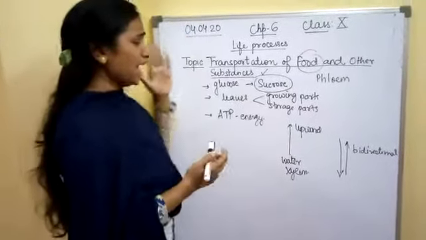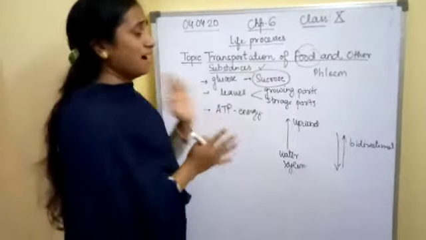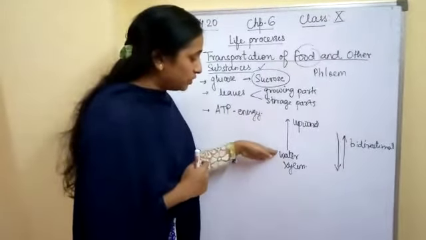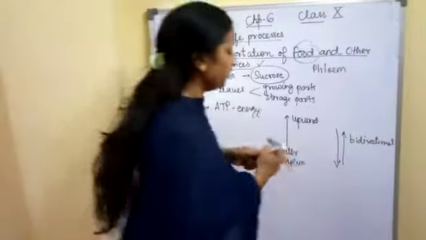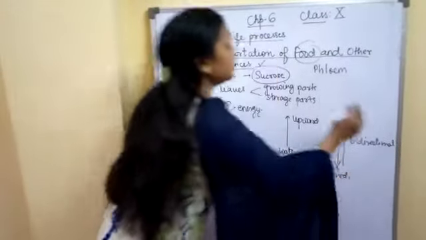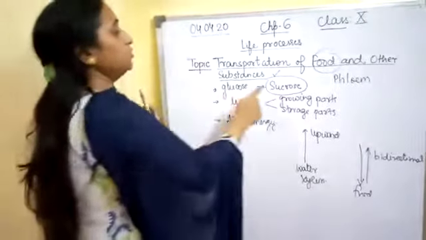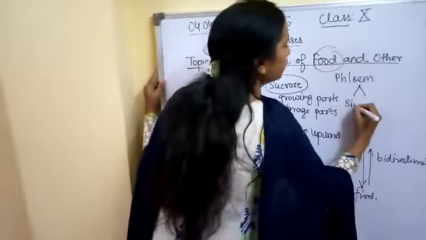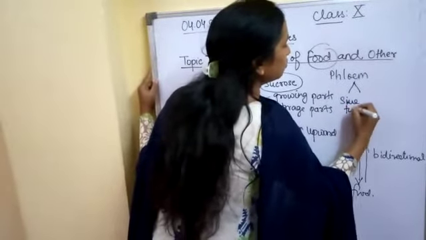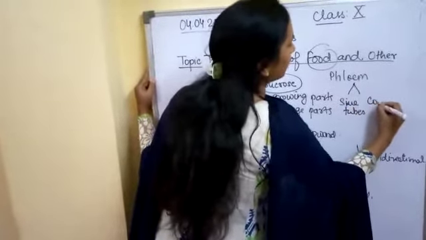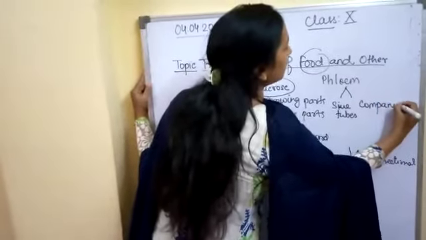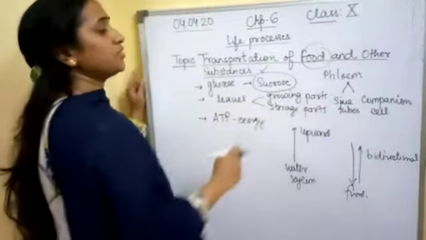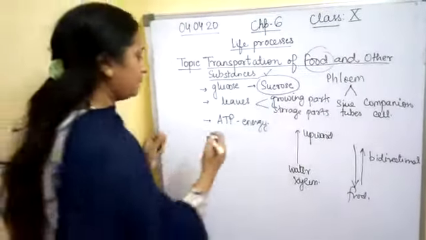As we know, this question has been asked several times in the board exam: why the movement of the water is unidirectional and why the movement of the food is bidirectional. As we have told you, the movement of the sucrose takes place with the help of sieve tubes and companion cells. In class 9, you have studied about different elements of the phloem. So with the help of sieve tubes and companion cells, what happens?